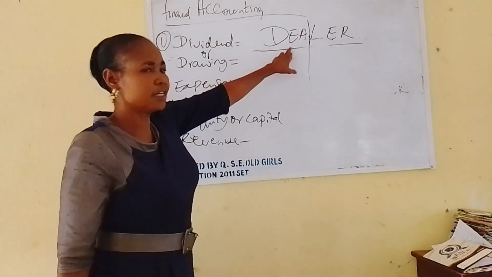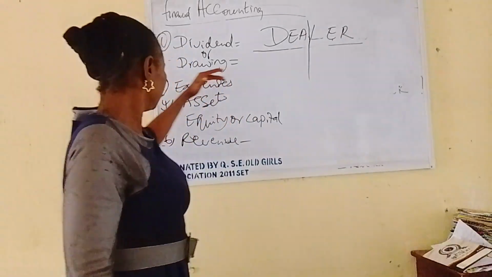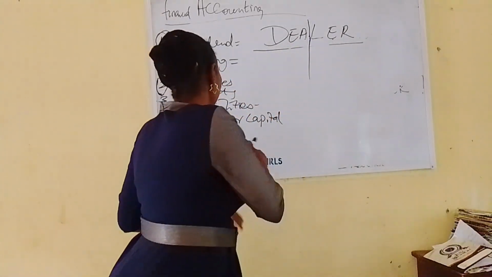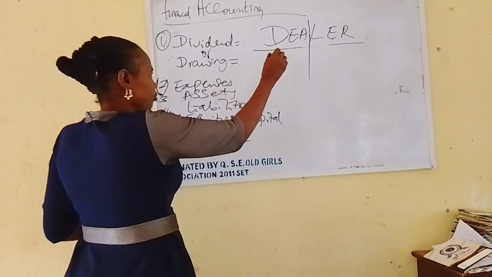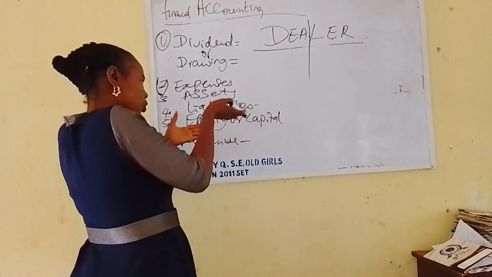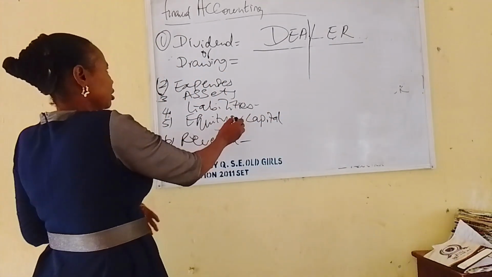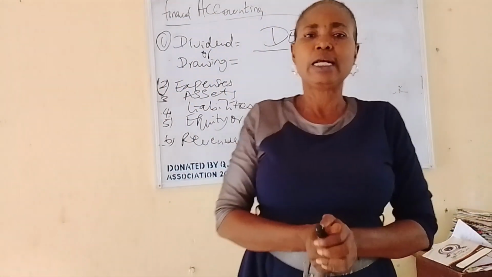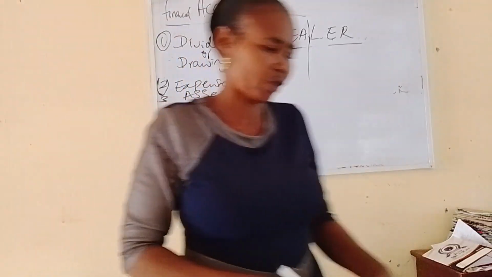Then expenses, E. Assets, A. Liabilities, L. Equity or capital. It's not that C means capital; E means equity, but we are going to record equity here and also capital under this. That is what it means there. Then revenue. So let us now look at it.